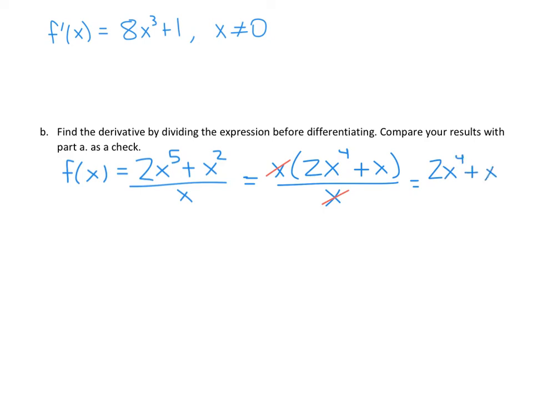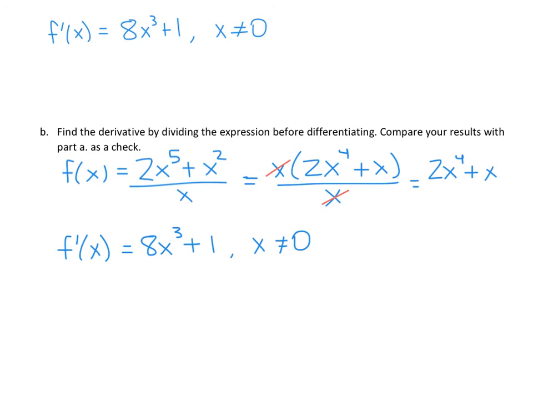So now that I no longer have a quotient, I can find the derivative by using the power rule and the sum difference rule. So f prime of x then looks like, using the power rule, bringing the 4 out in front, we have an 8x cubed plus 1 as our derivative. And again, keep in mind we have that restriction that x cannot be 0, since 0 is not in the domain of the original function. So now if we compare our answer to what we got in part A, notice we do get the same thing. We got that our derivative f prime of x was 8x cubed plus 1.